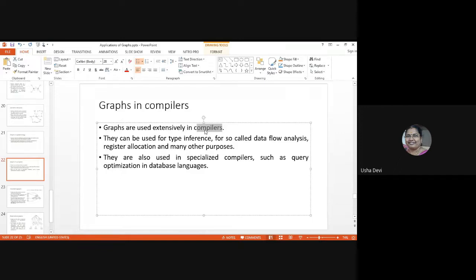What is the analysis process? First step in the compiler phases, which is the first analysis phase? Which is the first phase in a compiler? Lexical analysis. Okay, that is the first phase.